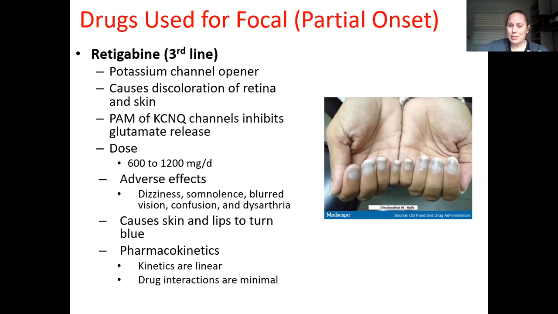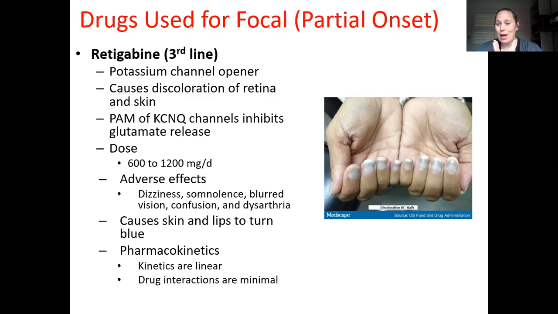Some interesting side effects to this particular drug is it causes discoloration of the retina and skin. And I put here that it's a PAM, or positive allosteric modulator. That's what PAM stands for here. So just maybe put that in your notes in case you're like, what's a PAM again? So it causes that channel opening to occur much more, either much longer or much more frequently.